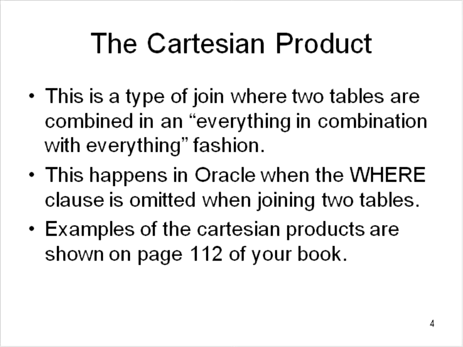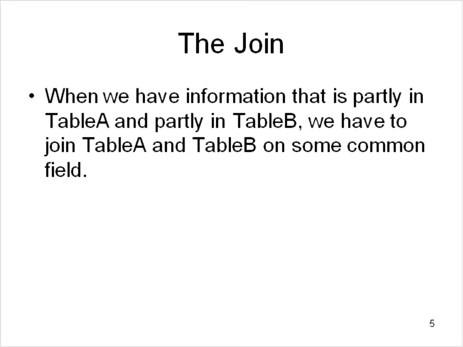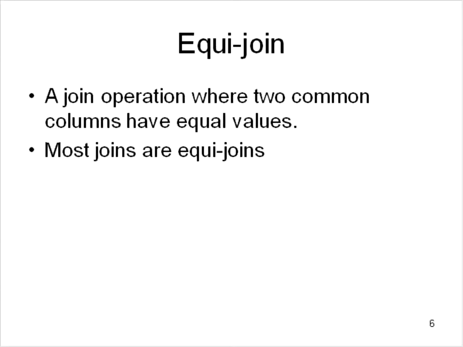The Cartesian product. This is really the simplest kind of join, and it's on page 112 of your book, but it's a join condition which joins everything in an everything kind of fashion. So you really get erroneous results. Most of the time this is not the product that you're looking for, most of the time. Okay, so the join. When we have information that is partly in Table A and partly in Table B, we have to join Table A and Table B on some common field, and that's the join.